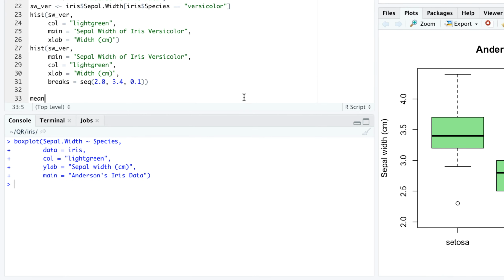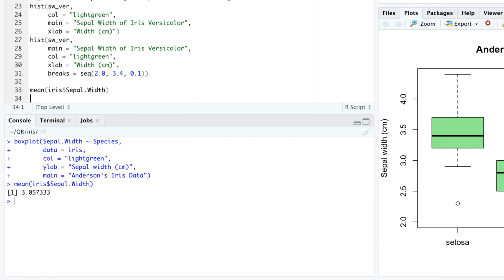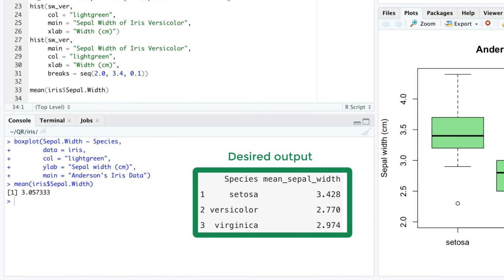species. Applying the mean function directly to iris$sepal.width doesn't give us the answer because it returns the mean of all elements in the column. Instead, we would like to have an answer consisting of three numbers, namely the means calculated separately for setosa, versicolor, and virginica. The desired output should look similar to this data frame. It has two columns, the species and the mean restricted to the species.